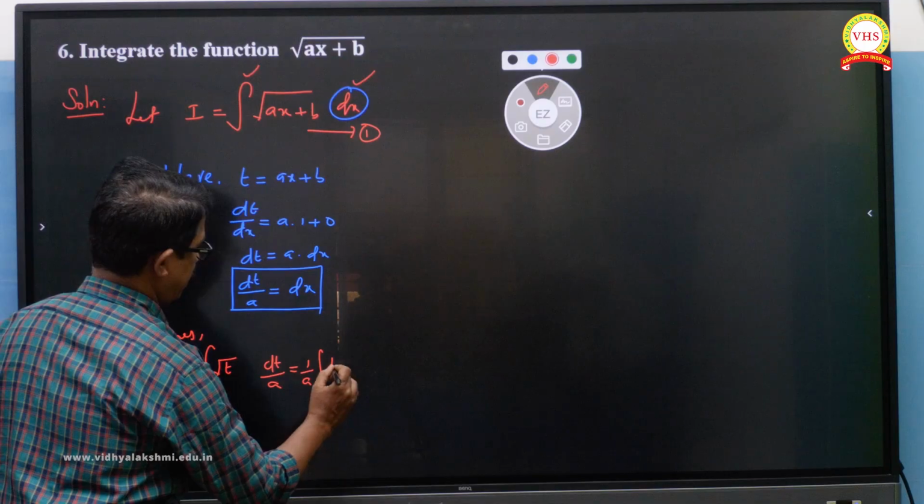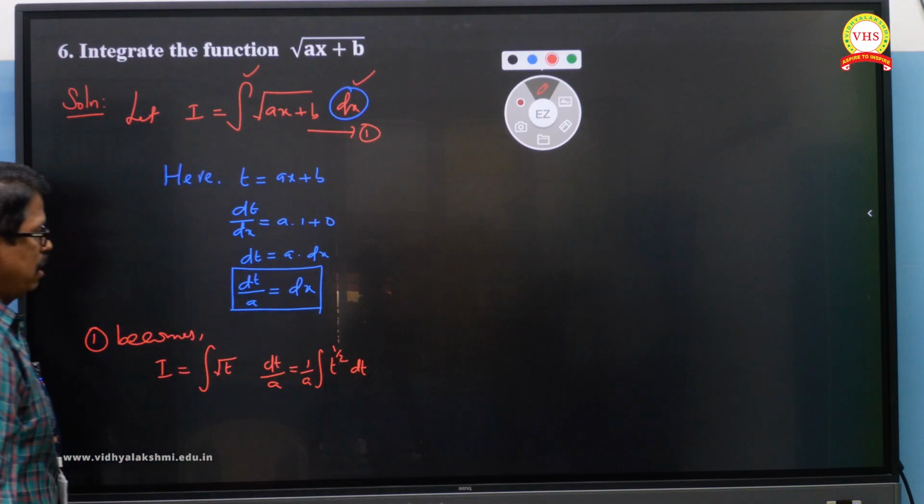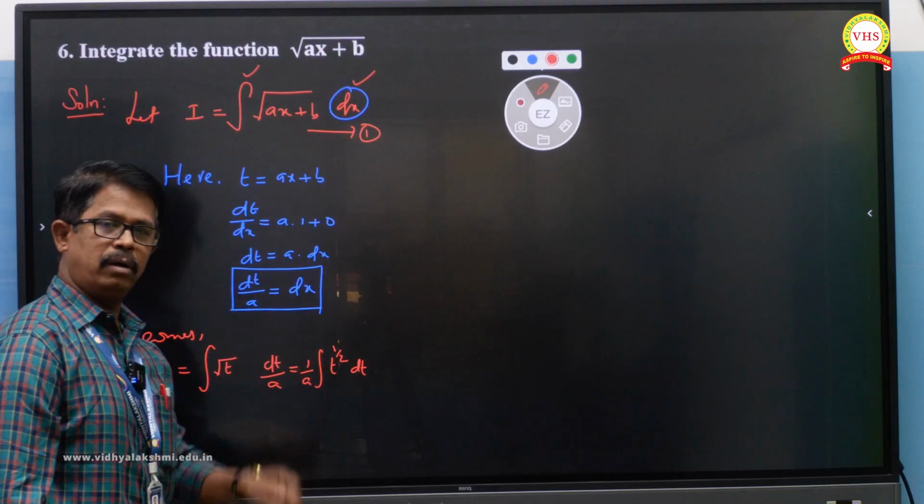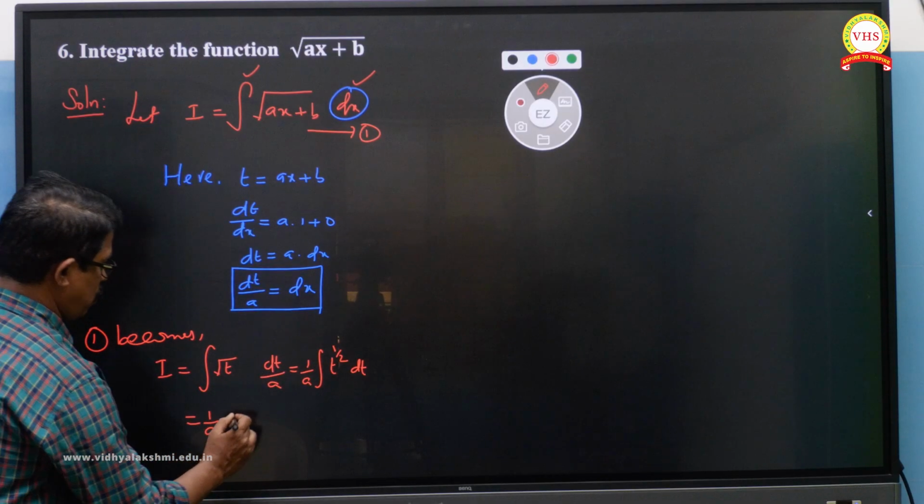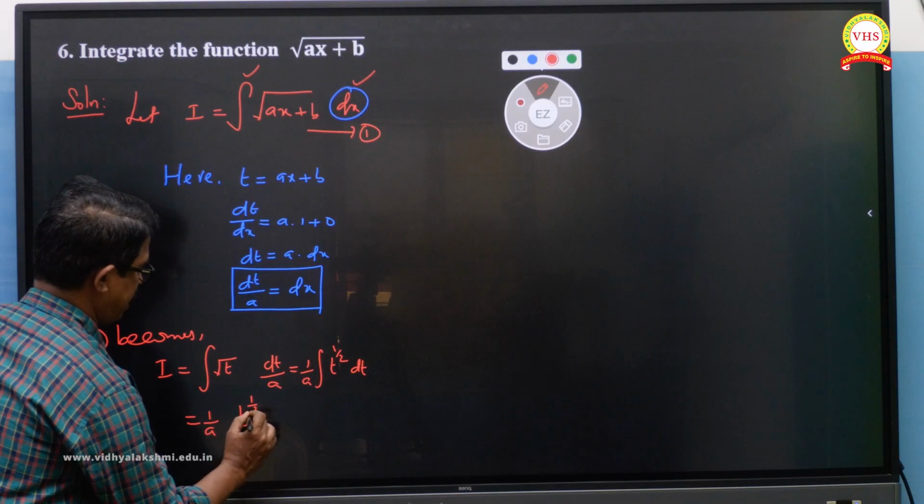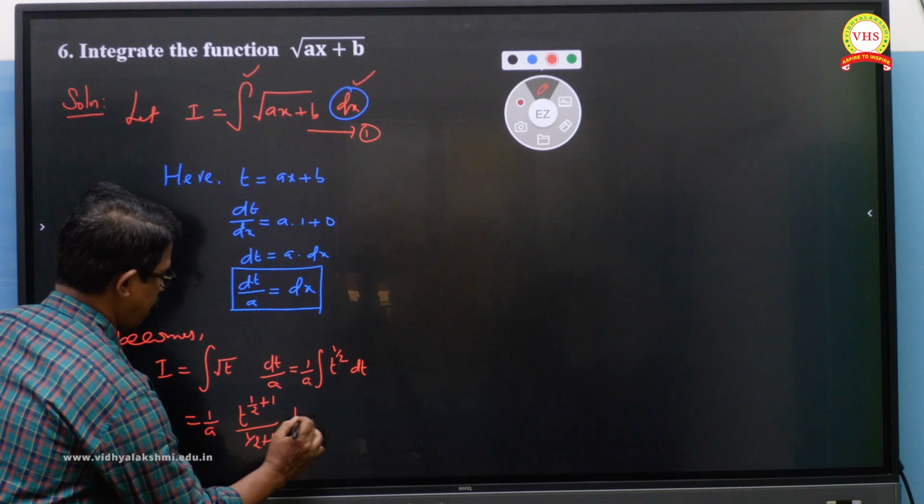Square root of t becomes t power 1 by 2 into dt. Yes, the x power n formula, with n equal to 1 by 2. What we are going to do? That is 1 by a into t to the power of 1 by 2 plus 1, divided by 1 by 2 plus 1, plus c.